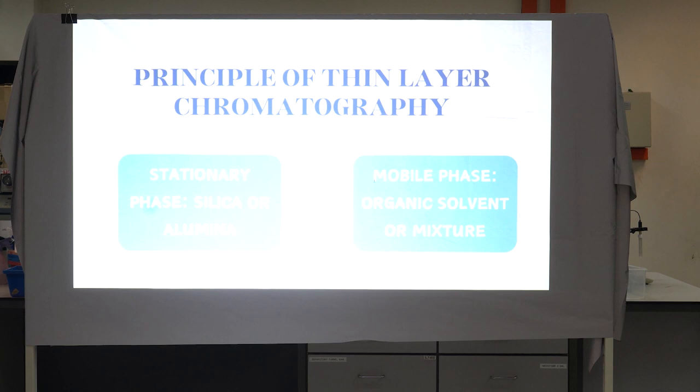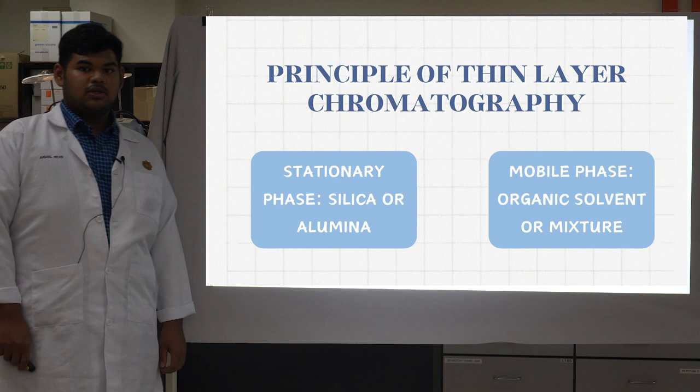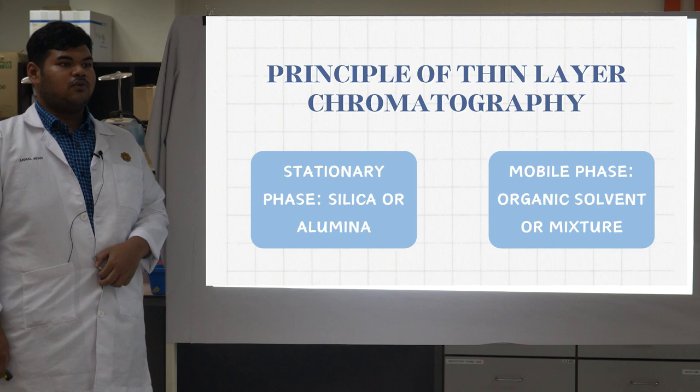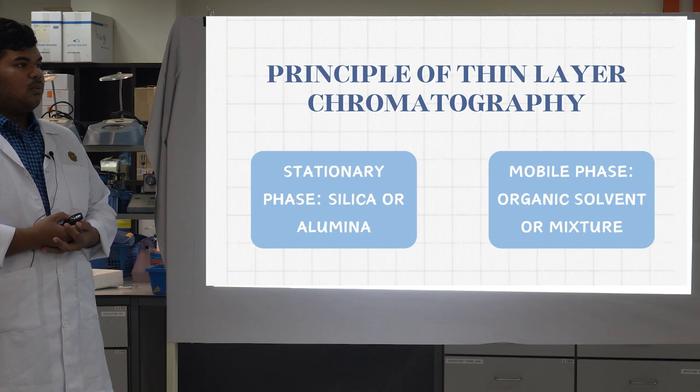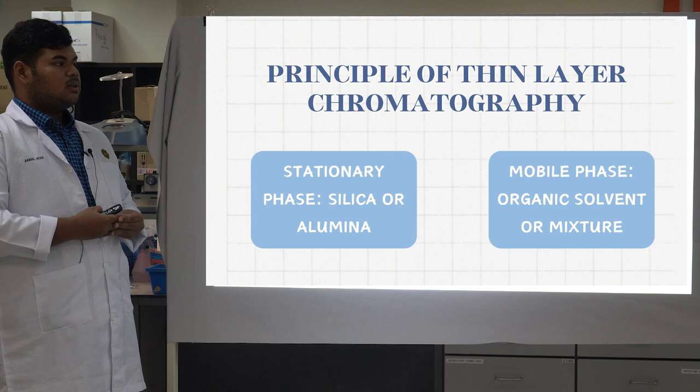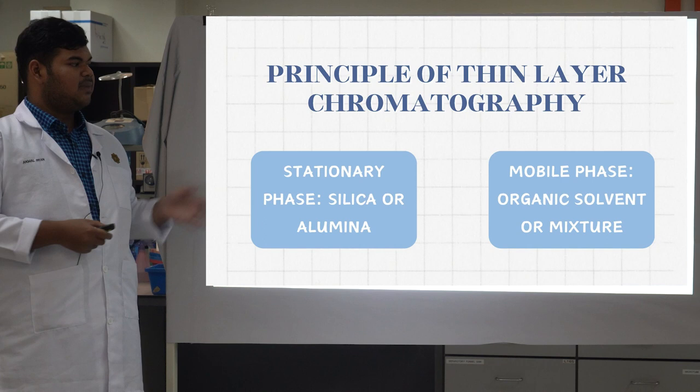So we're going on to the principle of thin layer chromatography. The basic principle of thin layer chromatography is to identify a substance or compound from a mixture. We will identify the substance from the mixture using the stationary phase, the gel plate itself, supported by the mobile phase, the organic solvent.